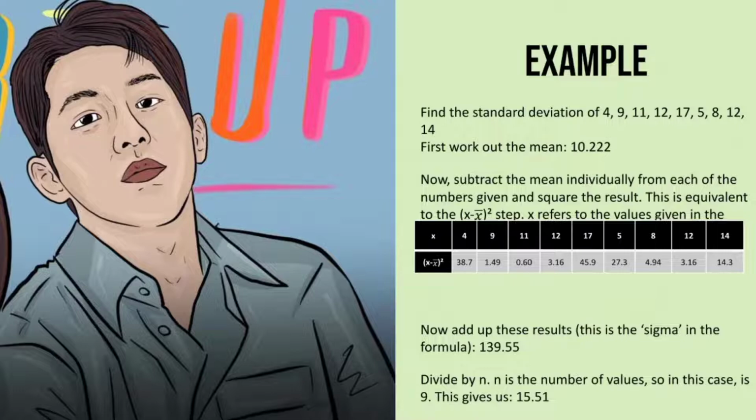N is the number of values. So in this case, it is 9. And now this gives us 15.51. And finally, we can now get the square root of this, which is 3.94. And that is it for the example and for standard deviation for ungrouped data as a whole.